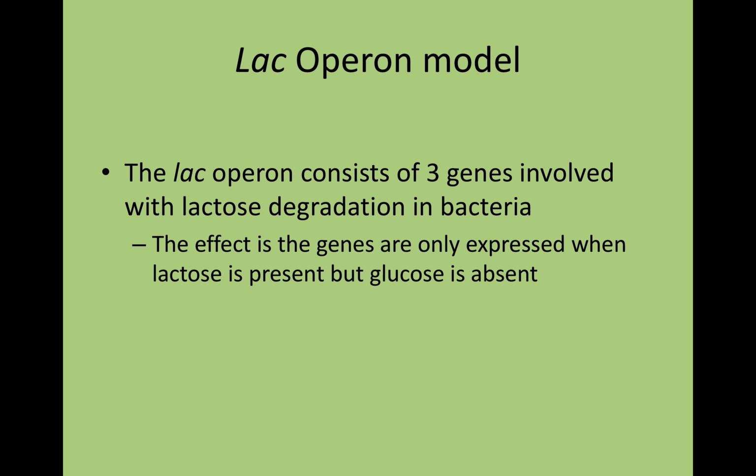So the example that I'll show you is referred to as the Lac Operon model. The Lac Operon is just a set of genes involved in lactose degradation. And the effect is that the genes are only expressed when lactose is present and glucose is absent. Glucose is a preferred energy source if the bacteria can use these sugars. So glucose is going to be broken down first and lactose would be broken down second.